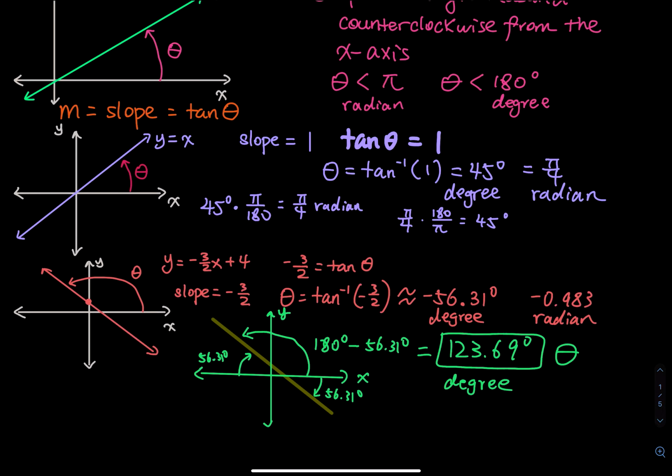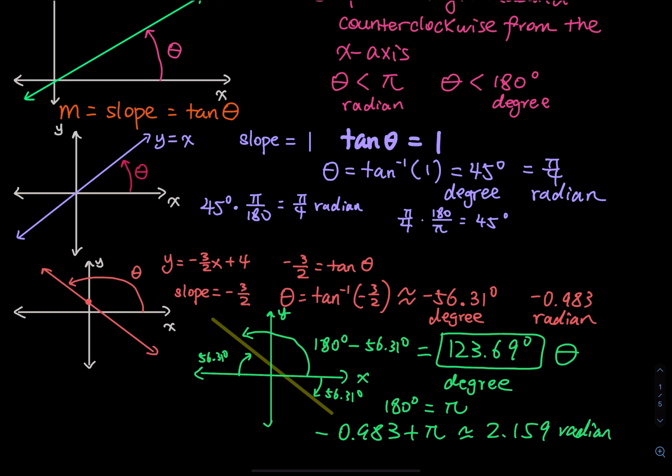And then in radian, how do we get this? In radian, 180 degrees equals pi. Then you take negative 0.983 and add pi to it. So this is approximately 2.159 or 2.16 radians. So this is the inclination in radian. All right, so that is the answer to the second problem.